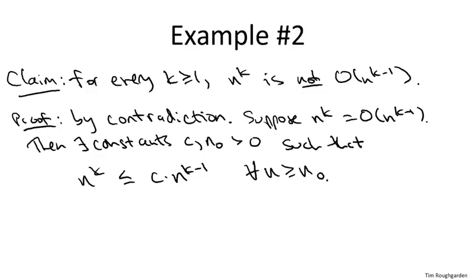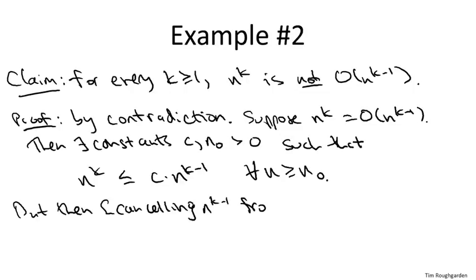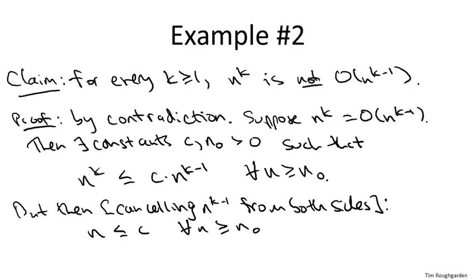And the easiest way to do that is to cancel n to the k minus 1 from both sides of this inequality. And remember, since n is at least 1 and k is at least 1, it's legitimate to cancel this n to the k minus 1 from both sides. And when we do that, we get the assertion that n is at most some constant c for all n at least n naught. And this now is a patently false statement. It is not the case that all positive integers are bounded above by a constant c. In particular, c plus 1, or the integer right above that, is not bigger than c.